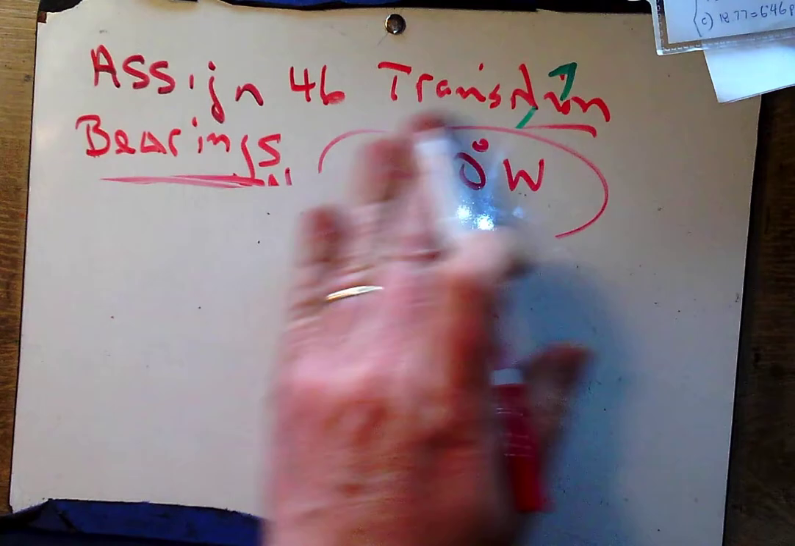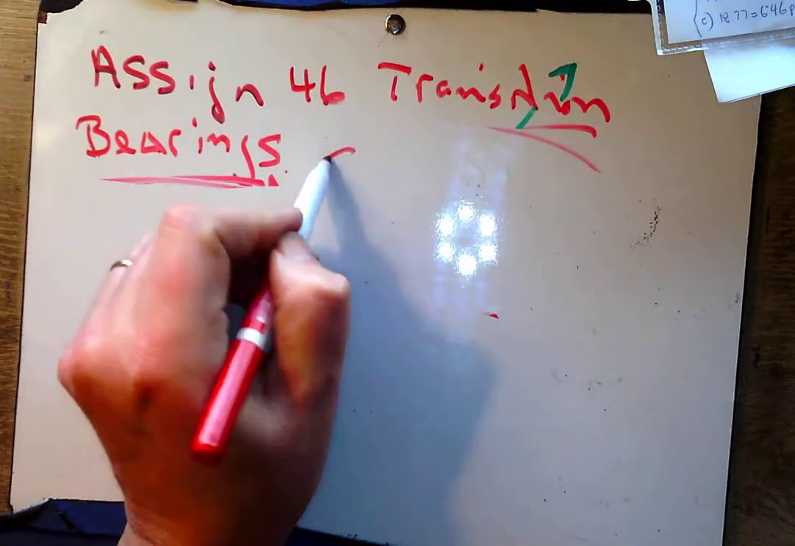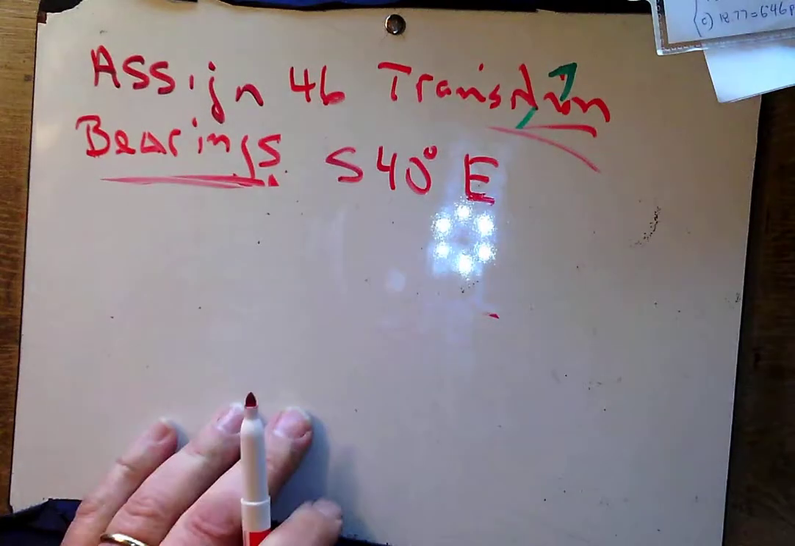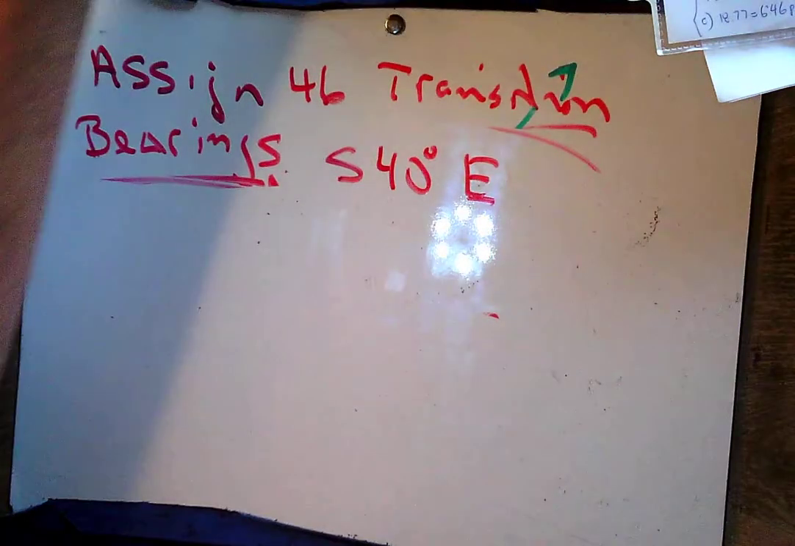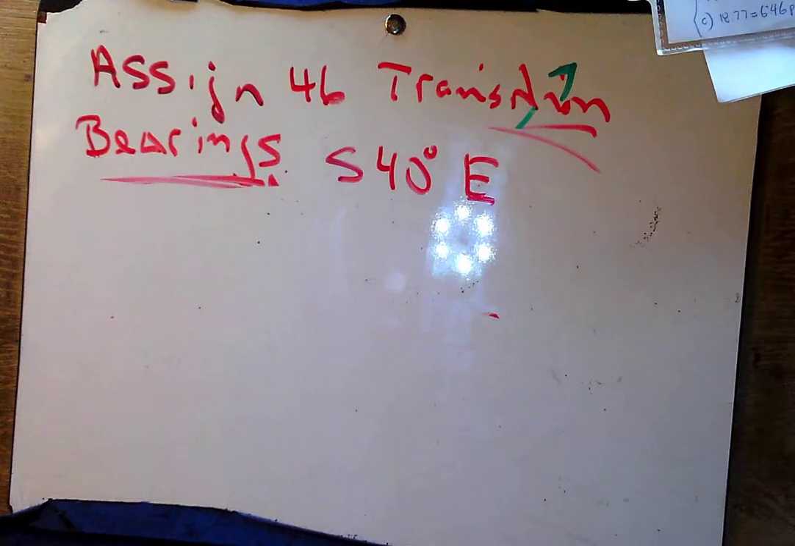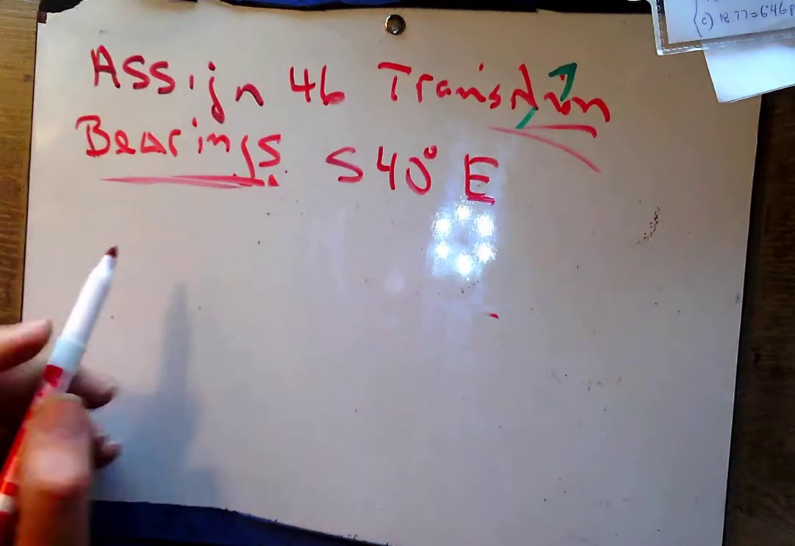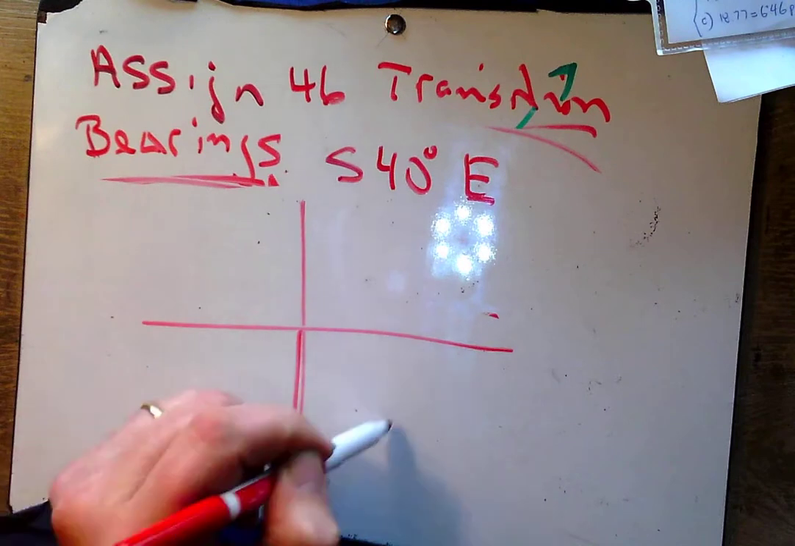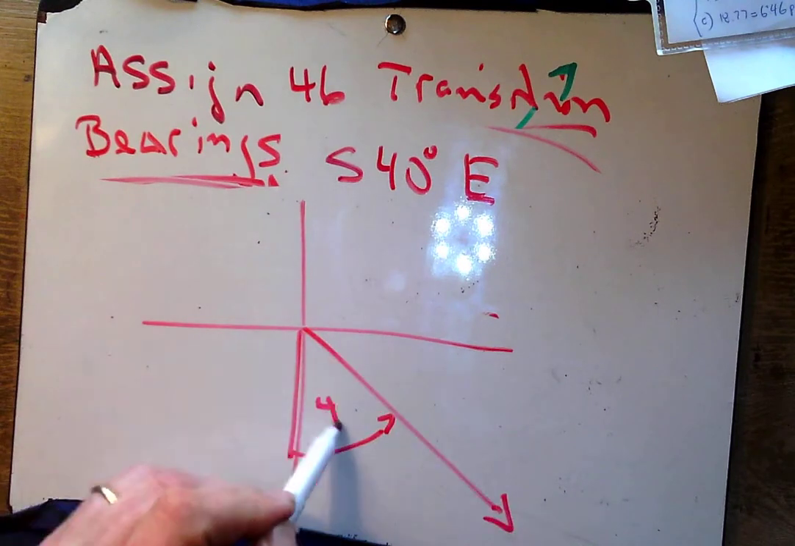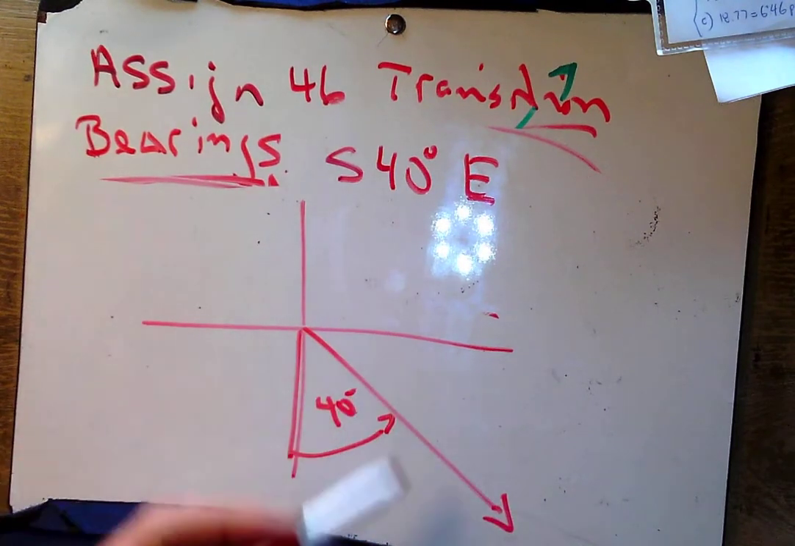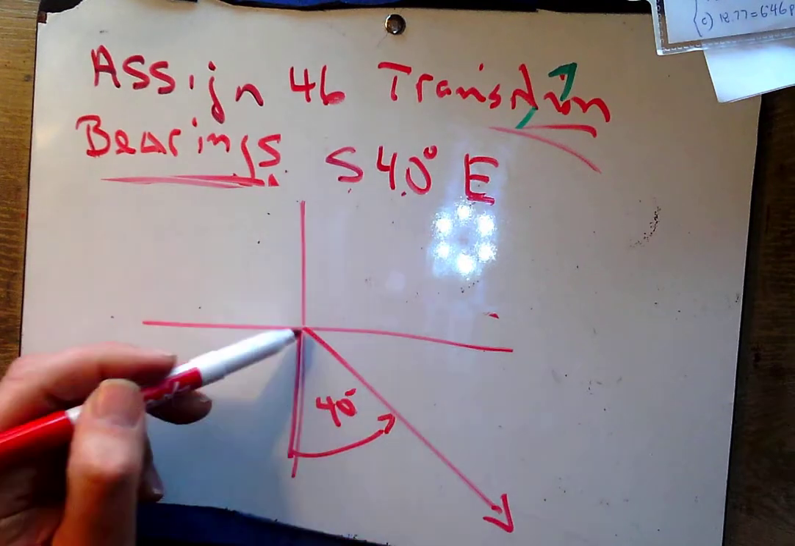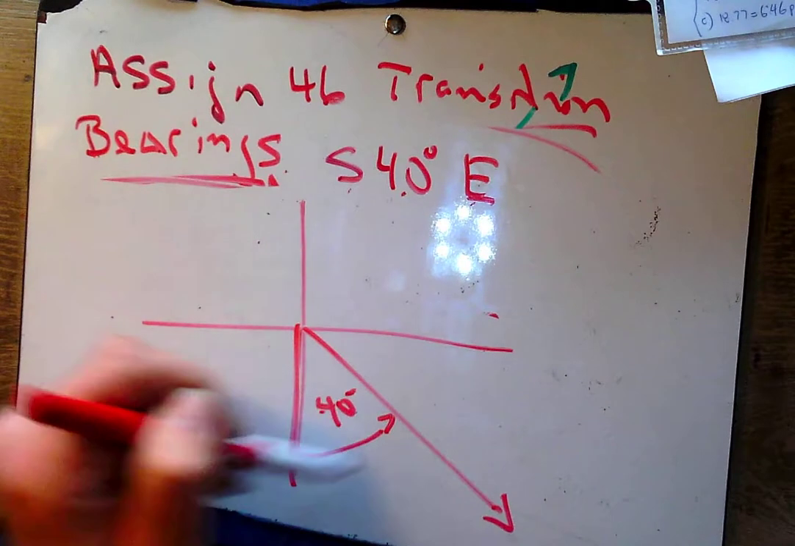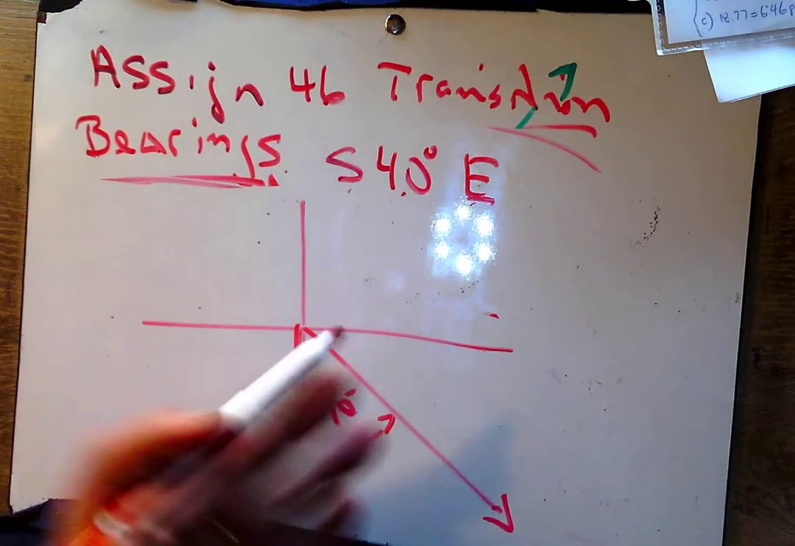How about this one? How about south 40 degrees east? Please draw south 40 degrees east. Okay, compass rose, heading south, going 40 degrees to the east. This is south 40 east. Headed south, and then rotating 40 degrees to the east.